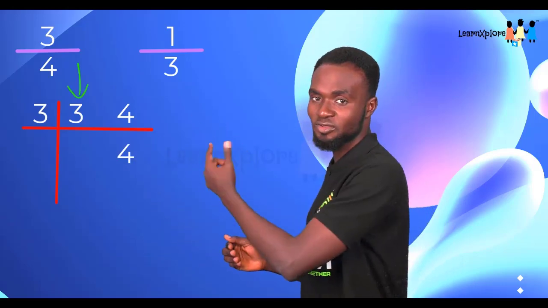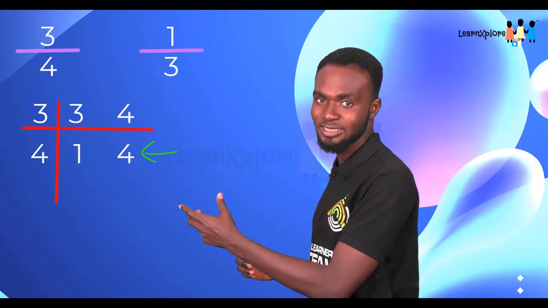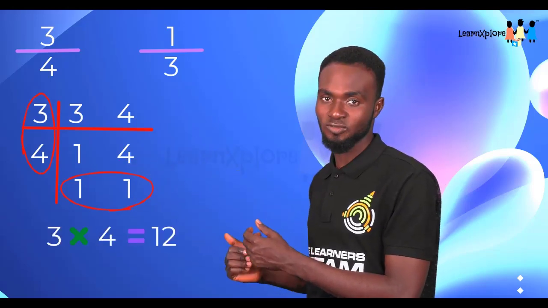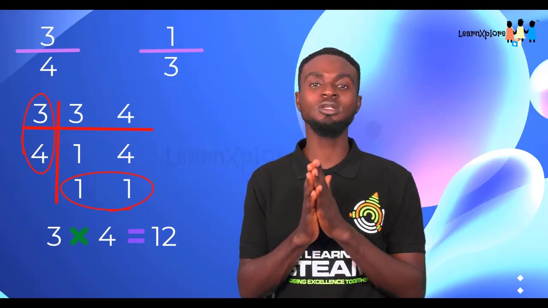So 3 divided by 3 is 1. So the next number is 4. 4 divided by 4 is 1. Then you bring down the other one. Now you have 1. Now you can multiply the common factors, 3 and 4. So 3 times 4 is 12. We found a common denominator. The common denominator is 12.